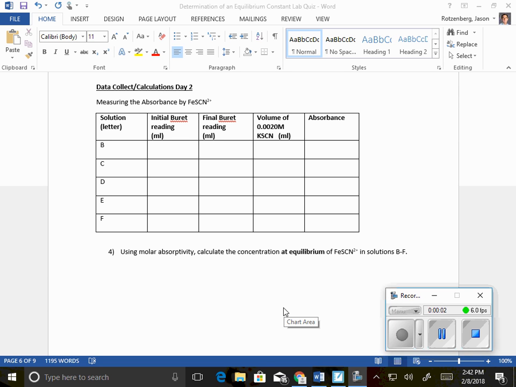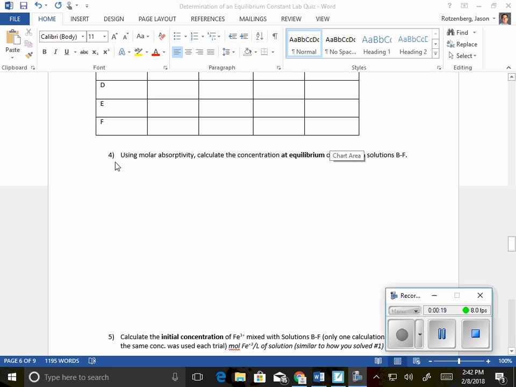This is the audio notes to explain the calculations needed to do day 2 of the lab quiz. Once again, you're going to be testing the absorbance of different solutions. You had the KSCN and the burette just like before, so you have volume measurements there. Then you're going to get down to calculation number 4.